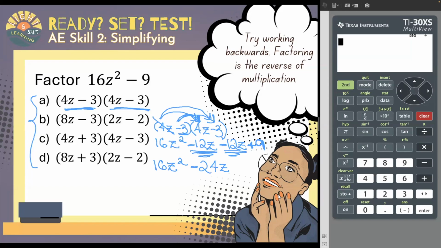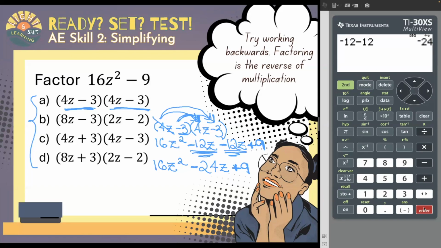And again, you could type that in your calculator, not the z, but you could do negative 12 minus 12. And you will have a calculator if you have this on the GED. And look at that. Yeah, negative 24. And now there's no other constants. There's no other plain old numbers without variables. And so I'll just do plus 9. And you can see this guy does not simplify to 16z squared minus 9.